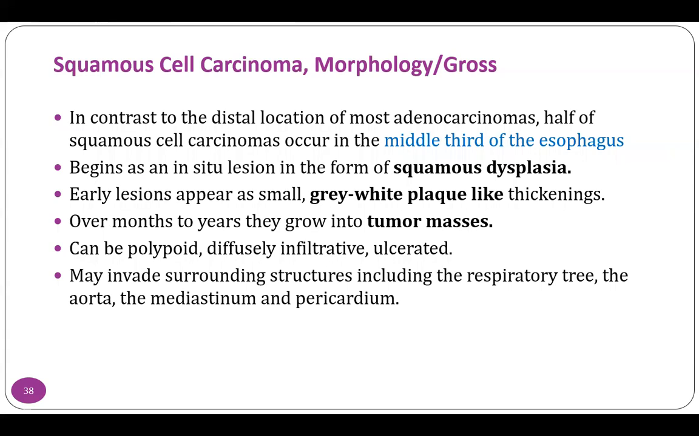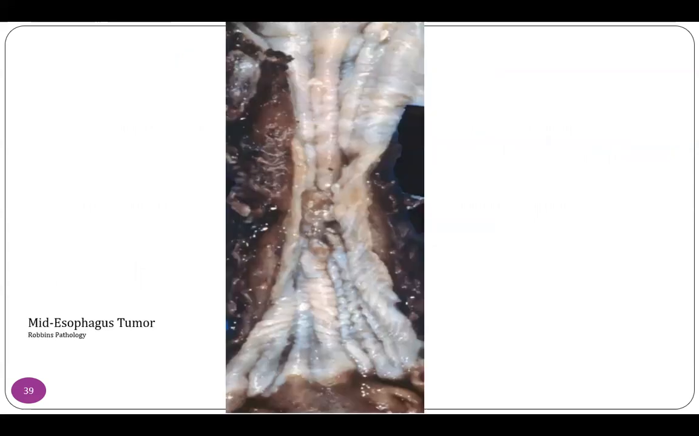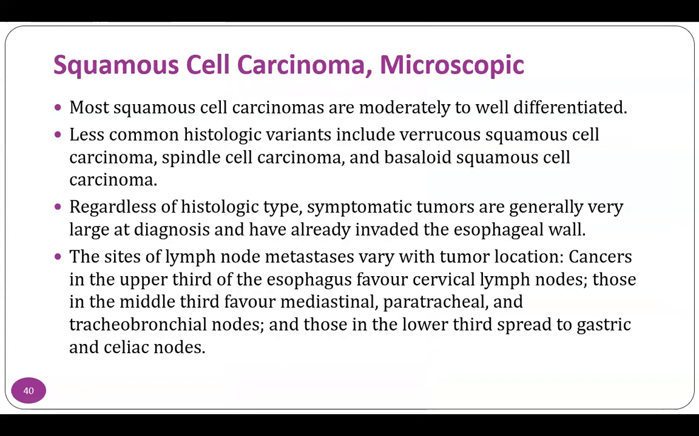Early lesions are gray-white plaques, but we never see such a presentation in clinical practice. Usually we see it as a mass lesion. They take a biopsy and we end up with the diagnosis of squamous cell carcinoma. We see the location here in the mid esophagus, usually ulcerated, polypoid, papillary. We take biopsies and we figure it out to be squamous cell carcinoma.